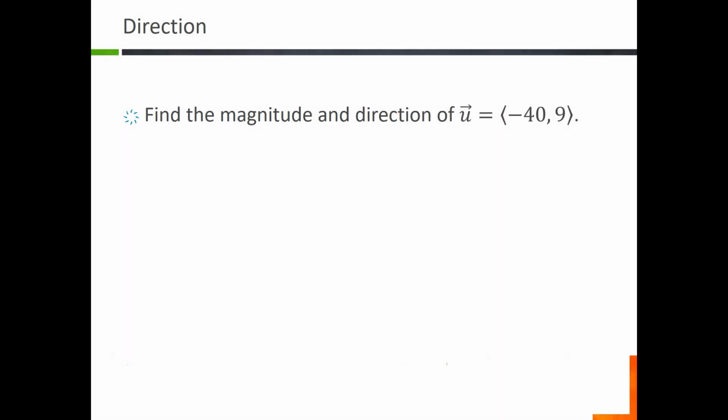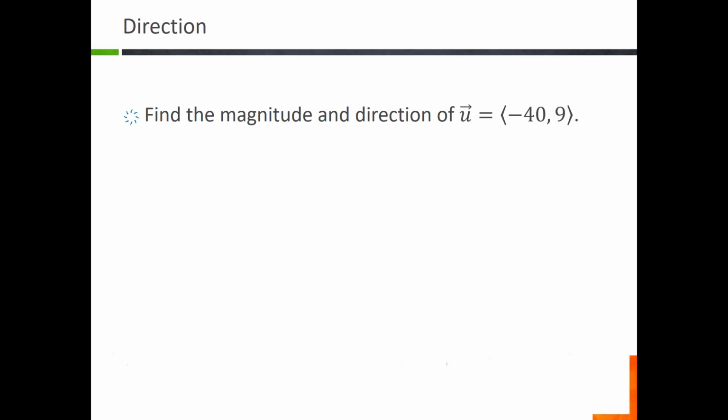All right, to finish up here, let's look at a couple examples. Let's find the magnitude and the direction of the vector u equals negative 40 comma 9. Again, the negative 40 comma 9 just represents a horizontal and vertical component. It in essence represents an x and a y coordinate, but it's not a coordinate, it's a vector, because we're using the angle brackets and the arrow over u. So we want to find the magnitude and the direction.